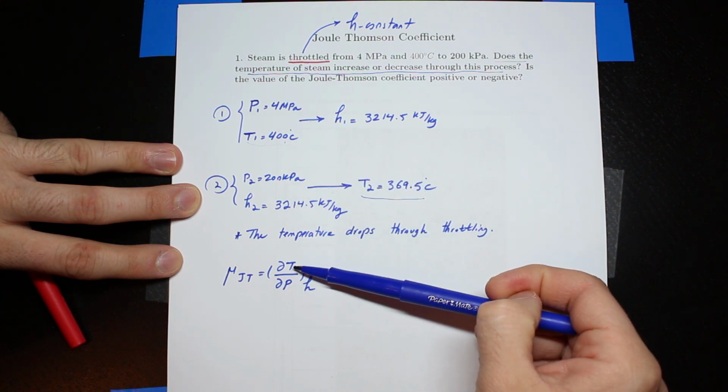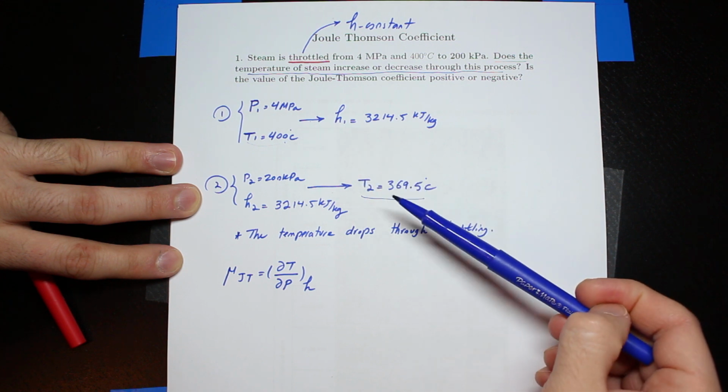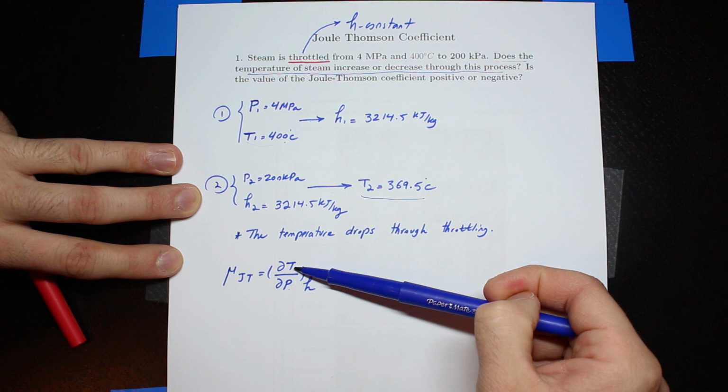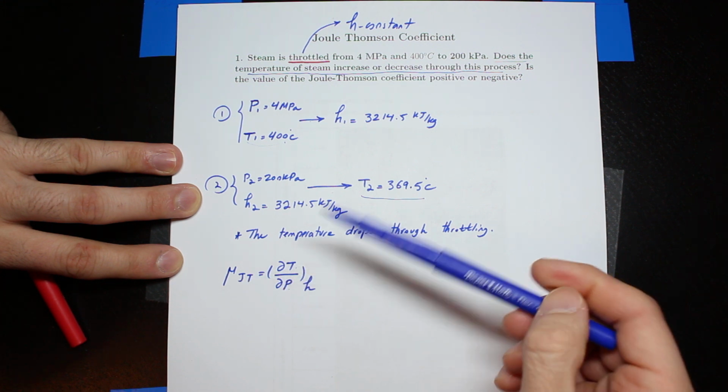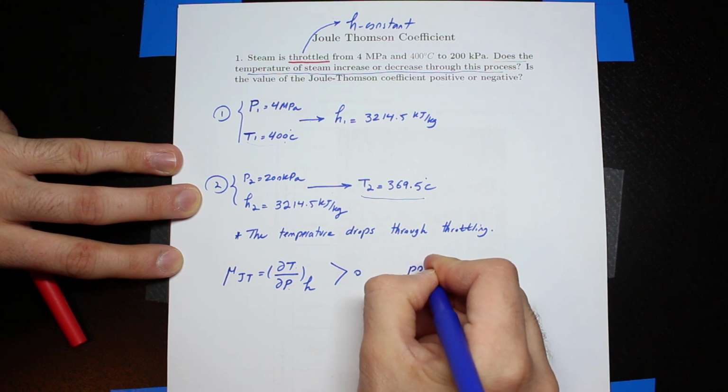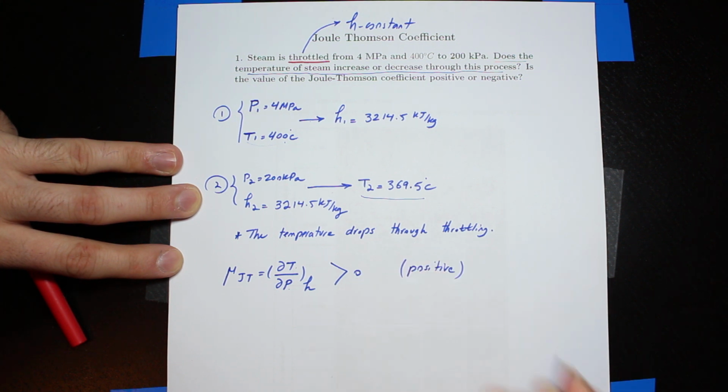Also, the temperature drops from 400 to 369. So the pressure drops and the temperature drops. So at the end of the day, we will have a positive Joule Thomson coefficient. So the answer is positive. All right.